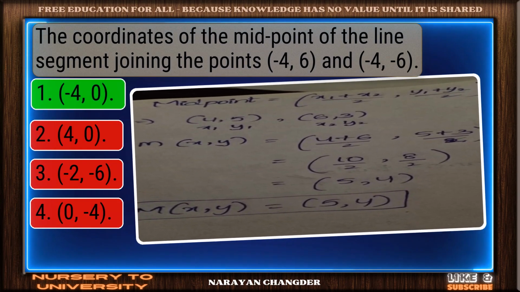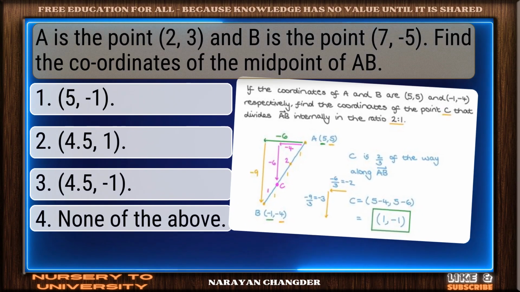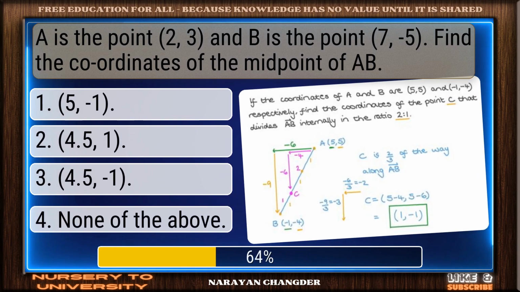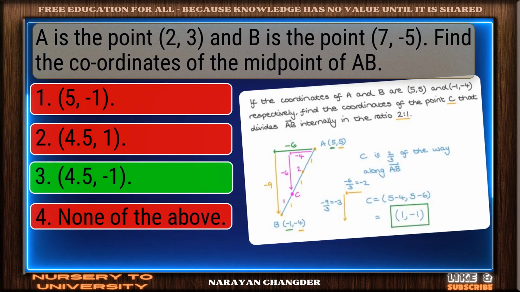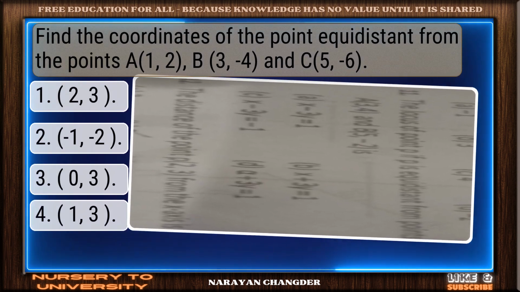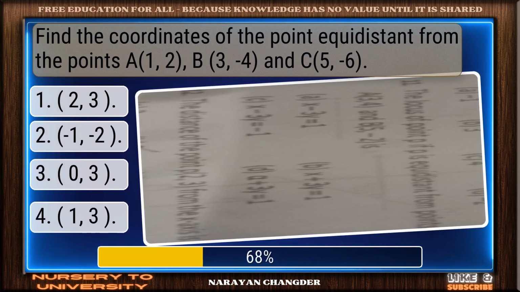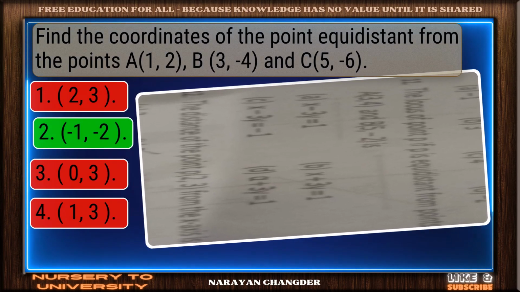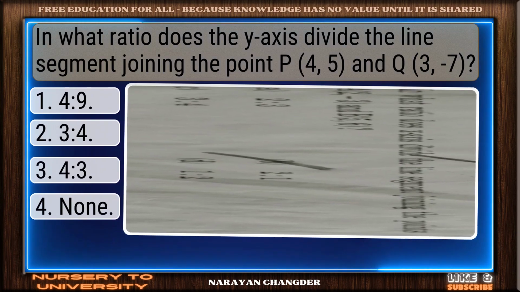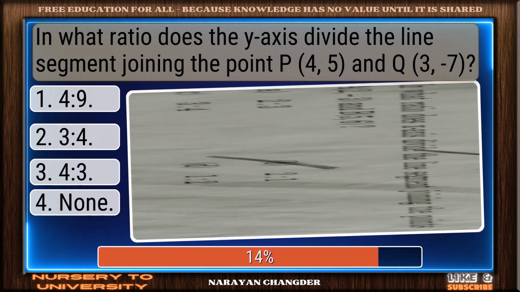Valid point is true. A is the point and B is the point. Find the coordinates of the midpoint of AB. You're right, is correct. Find the coordinates of the point equidistant from the points A, B, and C. Solid response is valid. In what ratio does the y-axis divide the line segment joining the points P and Q?